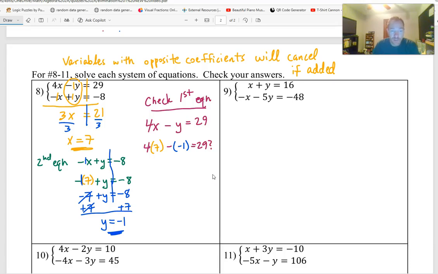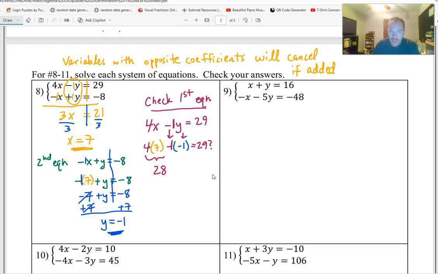X is 7, we believe, 4 times 7. And remember, we're subtracting the y value. So it's not -1, it's -1. Again, if you want to squeeze in a 1 there, you can say -1 times -1. But this would be 28. If it's a -1 times a -1, that comes out to a +1. And is that 29? You bet it is. 29 equals 29. That works out. That's true. So x equals 7, y equals -1, or we might write it in coordinate form or as an ordered pair. 7, -1. There you go.